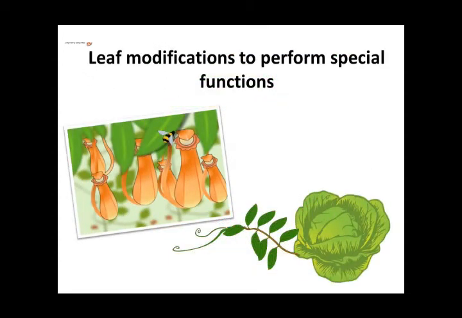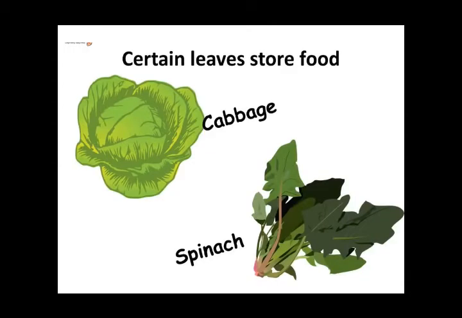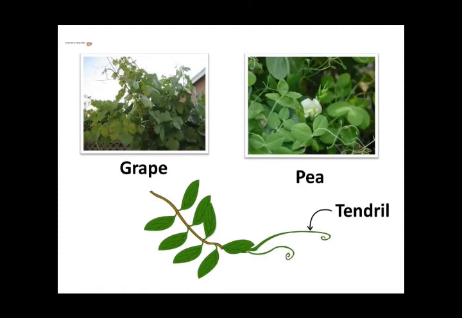Apart from these tasks, in some plants, the leaves perform some special tasks. Let us see what they are. In certain plants such as cabbage, spinach, lettuce, etc., the leaves store the food. In certain plants like the pea, grapes, etc., the leaf turns into thread-like tendrils. The plants coil the tendril, which is the modified leaf, around a support to climb on it.